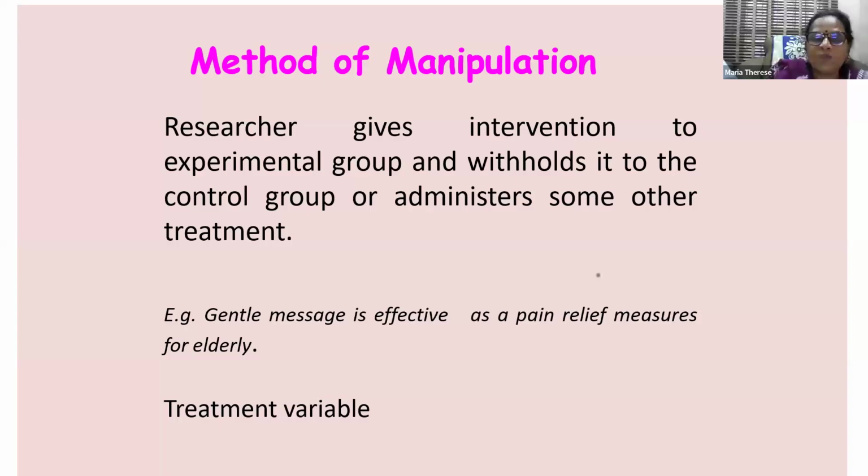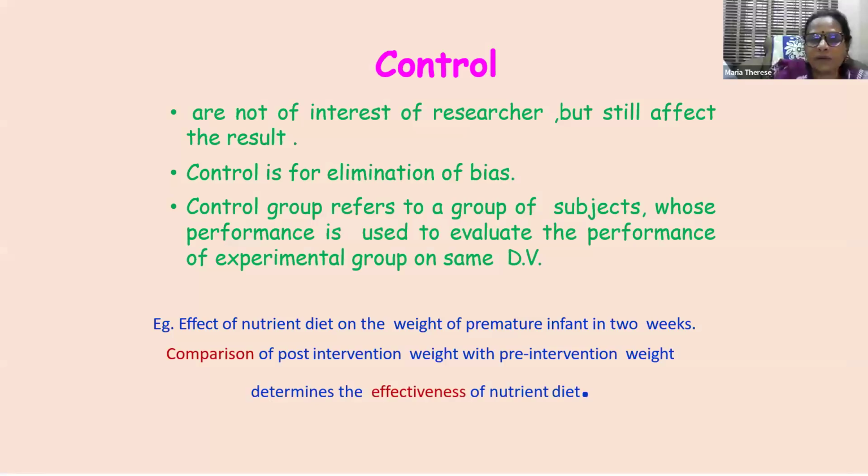And control: what do you mean by control? These are factors that are not of interest to the researcher, but still affect the result. Even though no intervention is given and the intervention is being withheld, it will still affect the result of the entire study. So we have to be very careful when handling the control group.